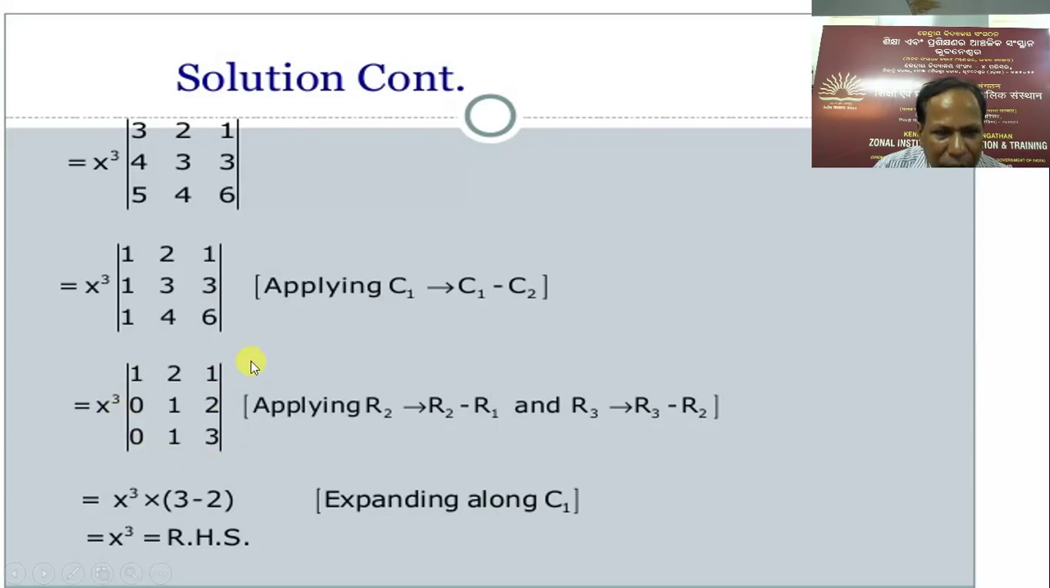Now we can directly expand this along the first column. So it is x cube into 1 into cofactor of 1. It is 1 into 3, 3 minus 1 into 2, 2. So it is x cube into 3 minus 2. That becomes x cube.